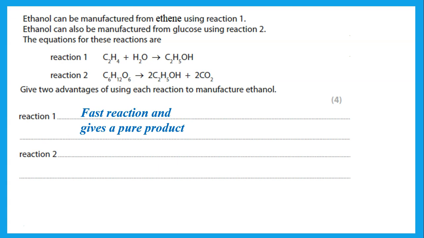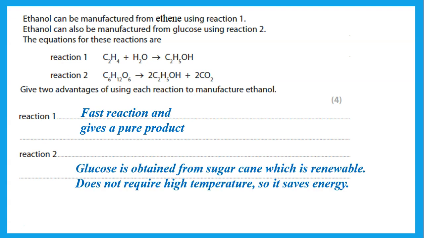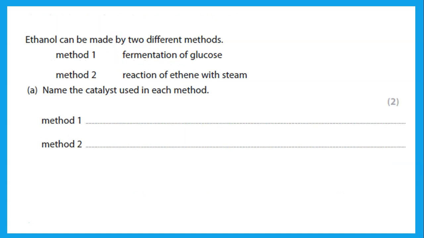What about reaction 2? Fermentation. What were the advantages? We said the glucose is obtained from sugar cane, which is renewable, and we do not require high temperature, so it is less expensive. What about the 2 methods? Again, we said here he's saying method 1 is fermentation, method 2 is ethene with steam.